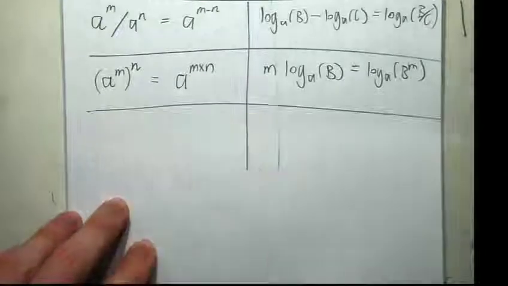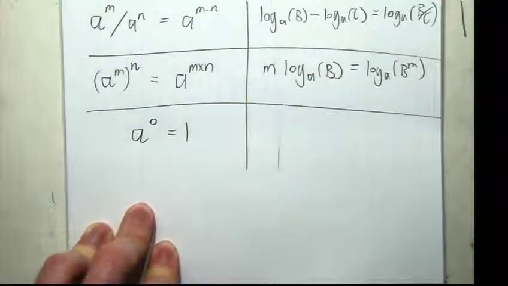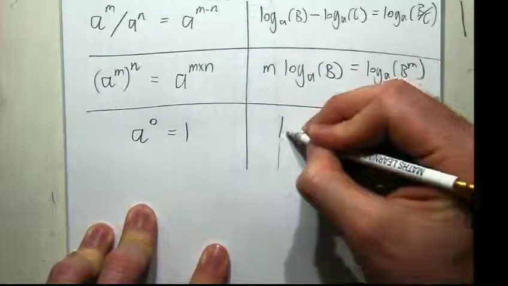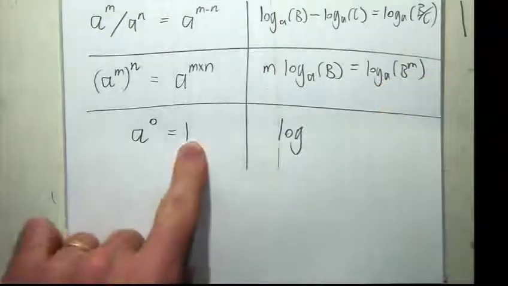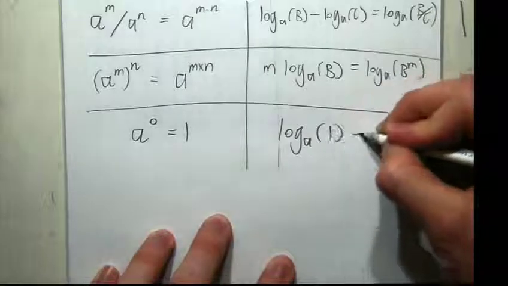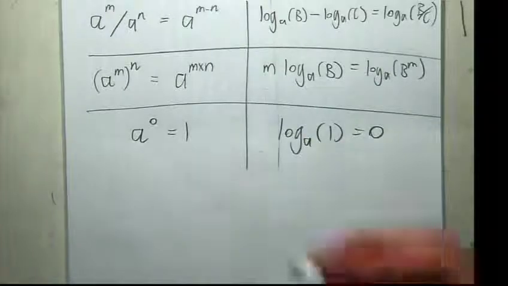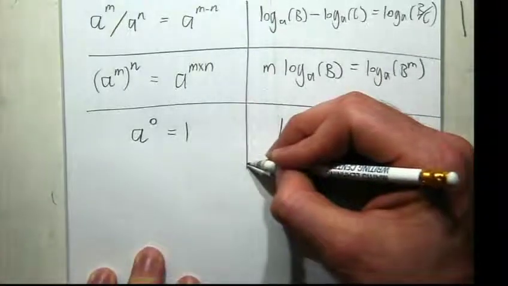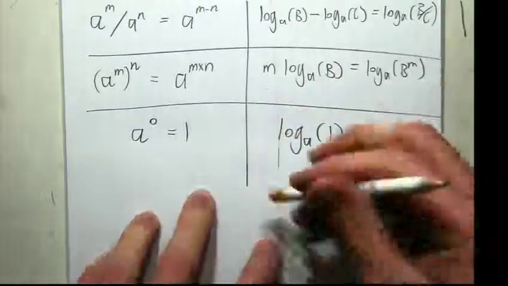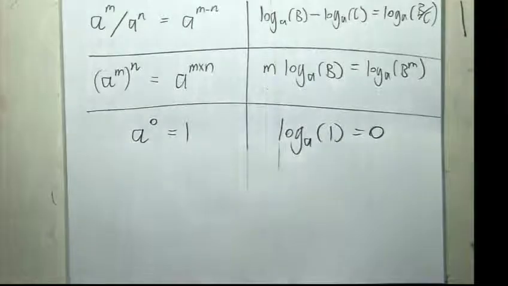The other rules of logs, so we know that anything to the power of 0 is 1. So the 1 is on the outside, the 0 is on the inside. With logs, it's the other way around. The 1 is on the inside and the 0 is on the outside. They're the opposite way around. So they're the basic rules for logs. You don't have much call to use them.